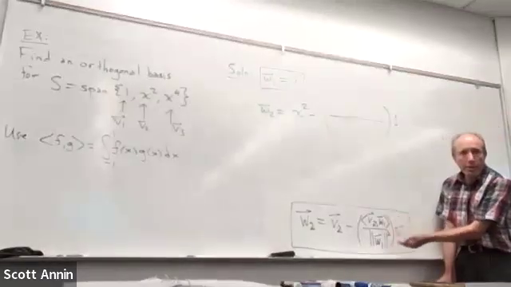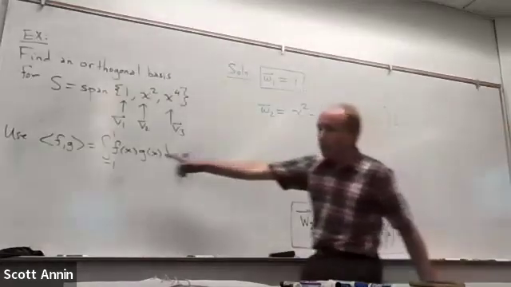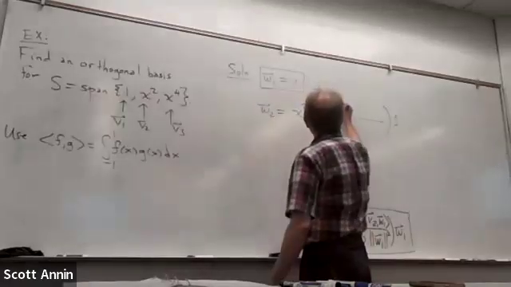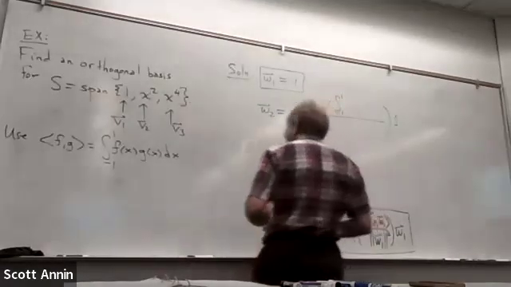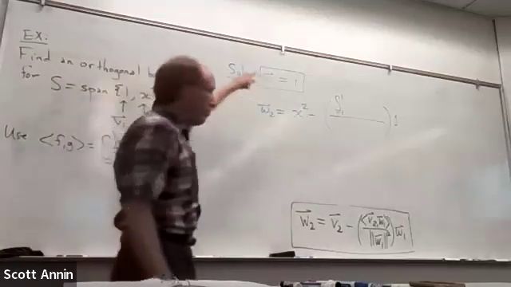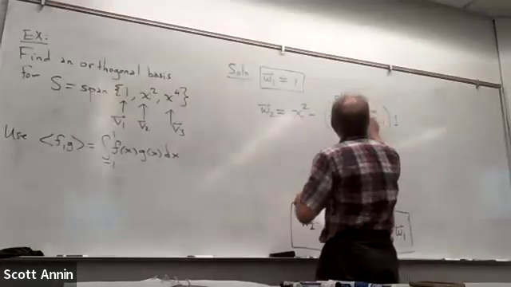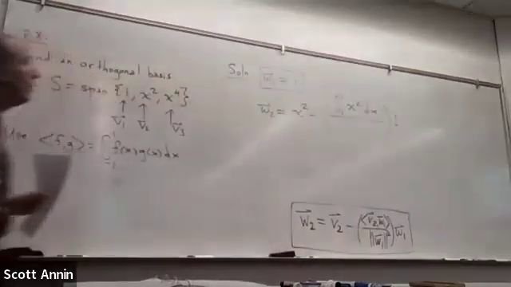Well, you see the formula. On the top, I have to take the inner product. The inner product is going to be an integral. So I'm going to have an integral from -1 to 1 of V2 with W1, right? So V2 times W1 is just x squared dx, okay, that's going to be on top.